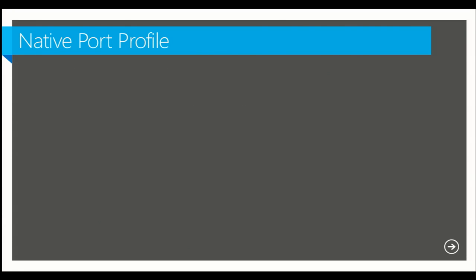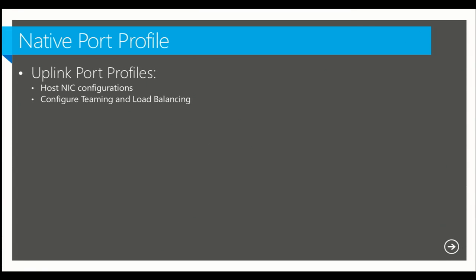The native port profiles, like I was mentioning, there's uplink port profiles. These are the things that connect the logical switch to the physical host, essentially. They're the host NIC configurations. Teaming, load balancing, that kind of thing, those are all your configuration there. You're assigning your local network. They're the bridge between the physical and the virtual network.